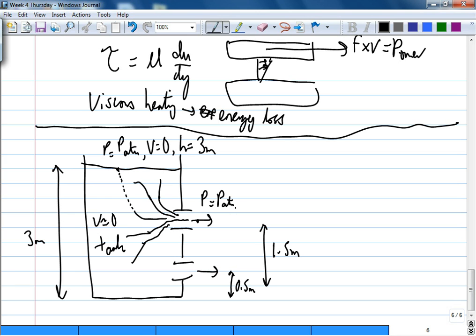H is in this case 1.5 meters. And pressure, height, velocity we don't know. That's why we want to calculate. Here same. I call this point 1, I call this point 2, I call this point 3. Pressure equals atmospheric. H equals 0.5 meters. Find velocity. So we apply the Bernoulli equation.